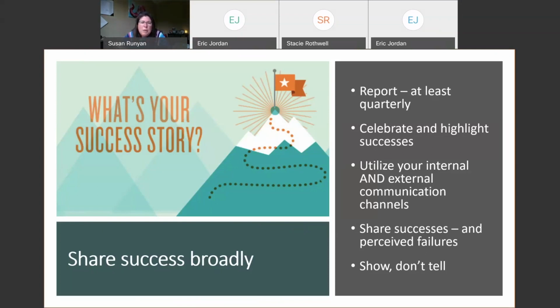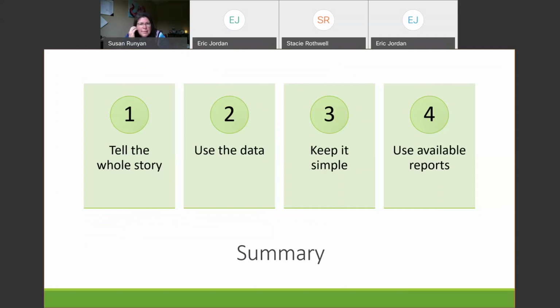Show the story. Don't tell people about it again, not ad nauseum in a paragraph about all of the work that you're doing around falls, but demonstrate it in the data. Tell the whole story, not just the goods or the bads. Use the data that you have. Don't trust when people are like, oh, well, we know we do that very well. We know we always do that.